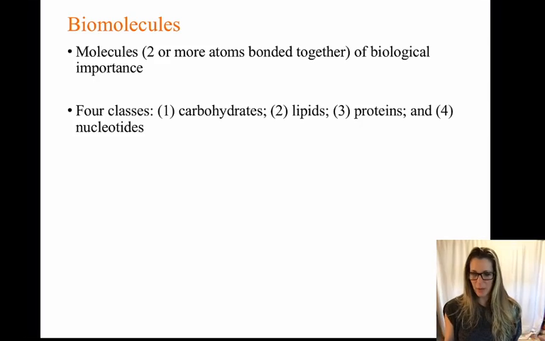Okay, so discussing biomolecules. Just like the name sounds, we can very easily break this down.